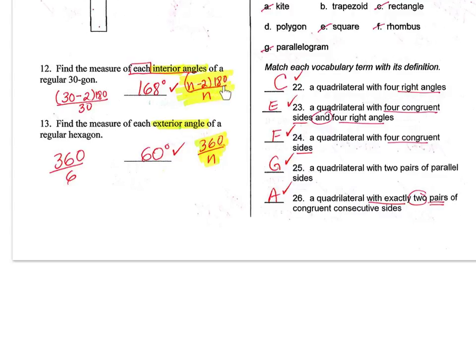Now number 12, make sure you review the formula: n minus 2 times 180 divided by n, and you memorize that. That's for the interior angles. For an interior angle, you've got to use that formula. So it's 30 minus 2 times 180 divided by 30, which is 168.